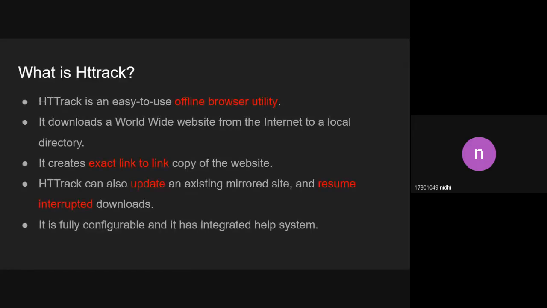So what is HTTrack? HTTrack is an offline browser utility which downloads the whole website from the internet to your local drive. It creates an exact copy of the website as if you are browsing it online. It does it by downloading all the directories, images, and other files from the server to your computer. It also has many functionalities, such as it can quickly update the downloaded site and resume interrupted downloads.